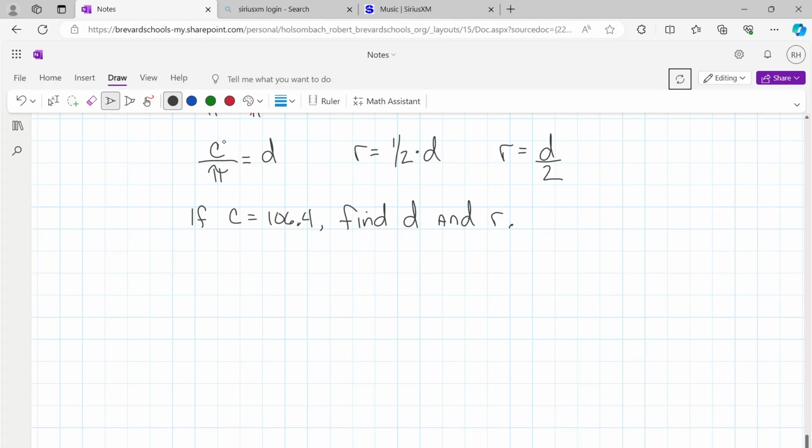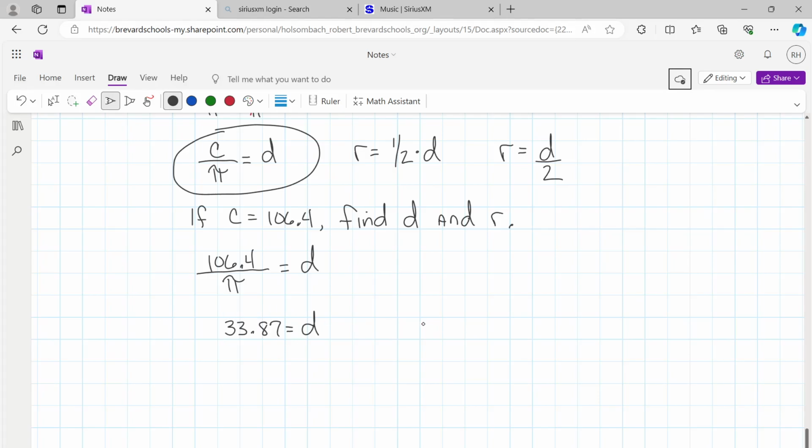So we take this formula right here. We take 106.4, we put it over pi, and that's equal to our diameter. So in your calculator, 106.4 divided by and push the pi button and hit equals, and I get 33.87. So 33.87 is equal to the diameter. There's my diameter.